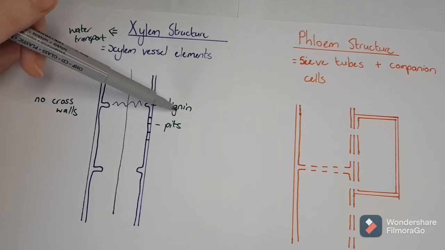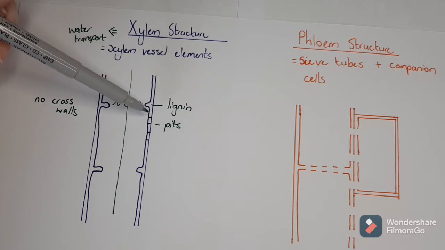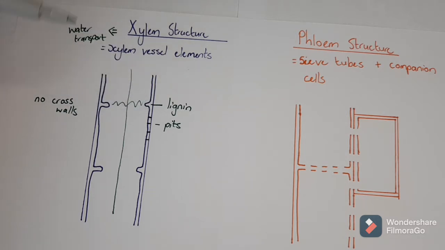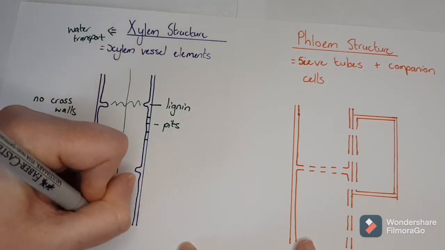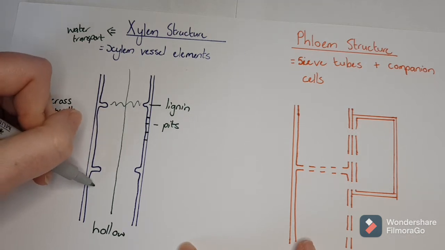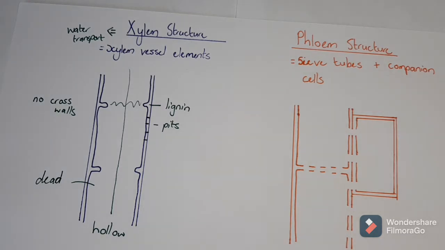And now because of this lignin that is impermeable to water and doesn't allow much in or out, all of these xylem vessel elements are hollow because these cells are actually dead. There is no cytoplasm, no organelles, nothing. It is just basically an empty long tube, just like a straw, okay? Because that's what we want for water to move up and down. And that's how xylem is adapted to its function.